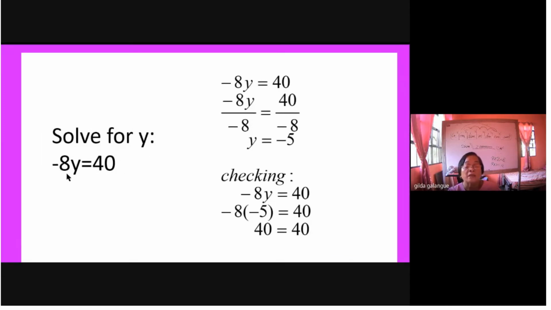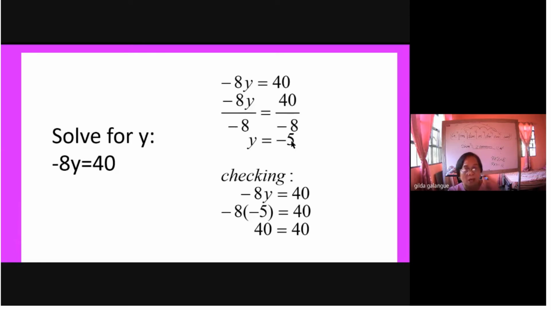We are in the next number. Solve for y. Negative 8y equals 40. We must eliminate negative 8 in order to solve for y. And to eliminate negative 8, we will divide both sides of the equation by negative 8. That is division property of equality. Negative 8 divided by negative 8 is positive 1. So 1y. We don't need to write 1. y is understood as 1y.